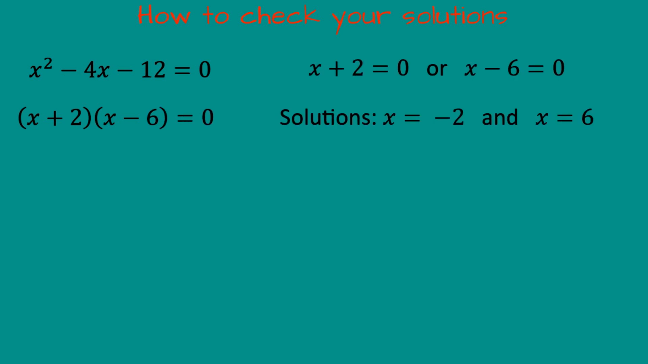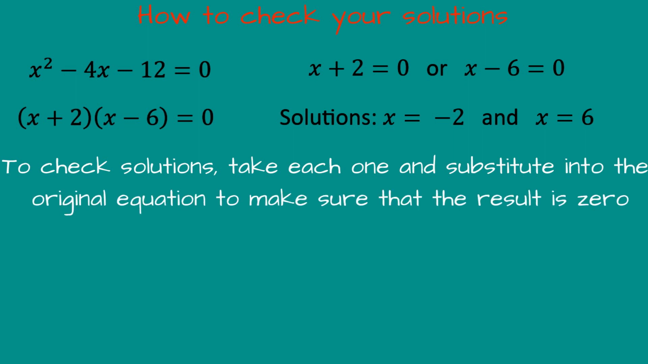x equals 6. To check these solutions, take each one and substitute it into the equation to make sure that the result is 0. When x equals minus 2, substituting into the equation gives minus 2 squared, minus 4 times minus 2 minus 12, which is 4 plus 8 minus 12, which equals 0. Hence, x equals minus 2 is a solution of the equation.